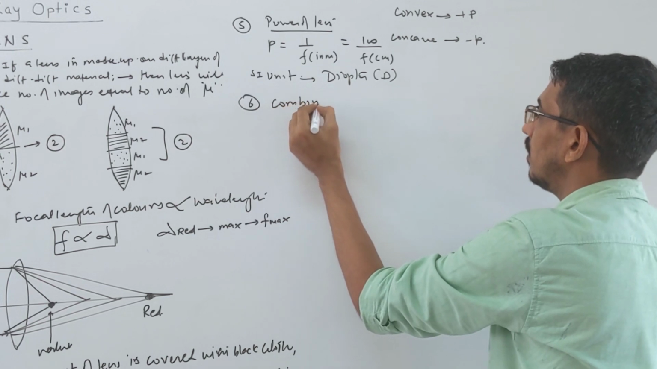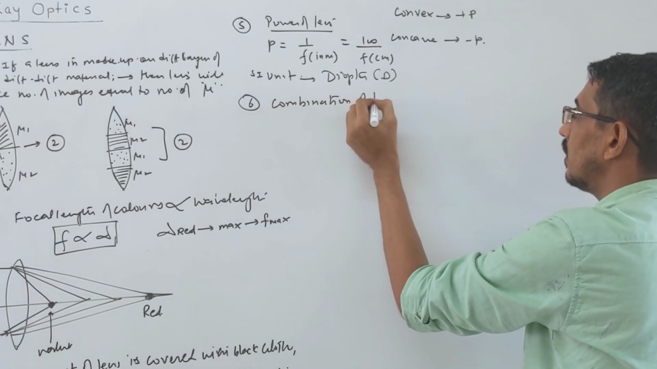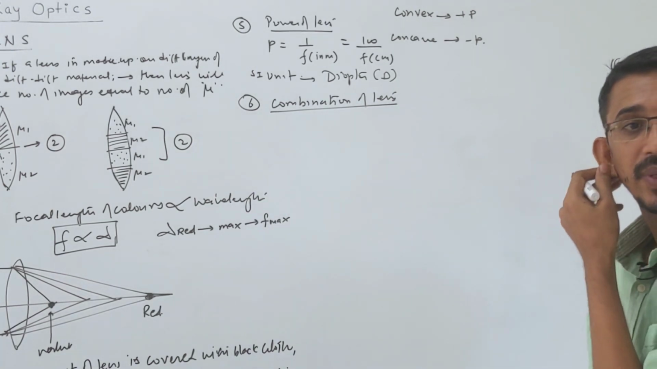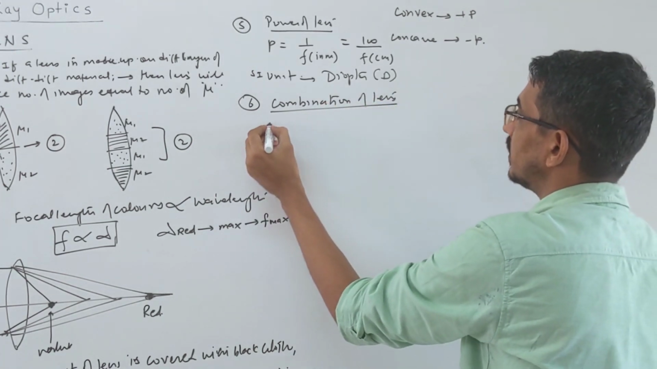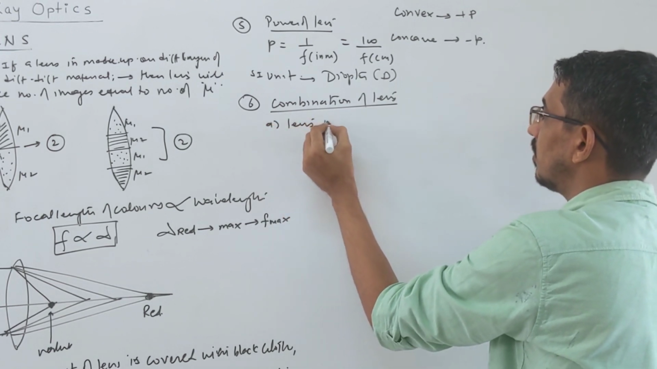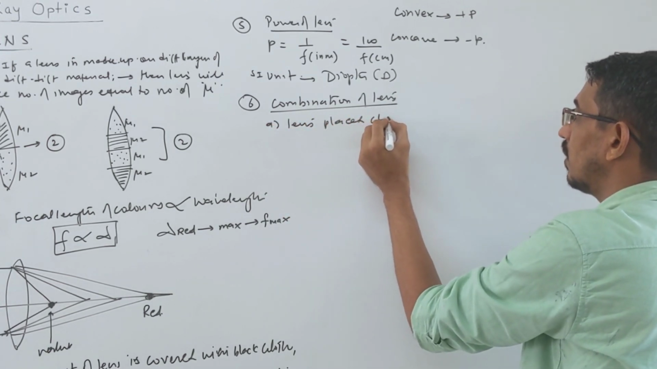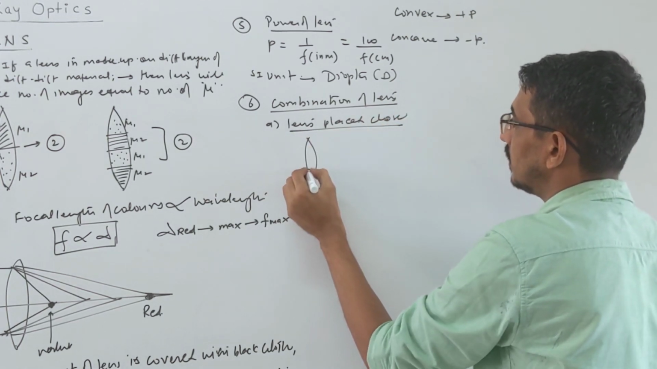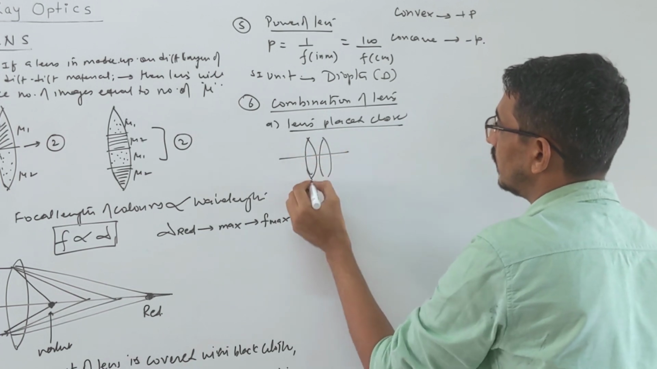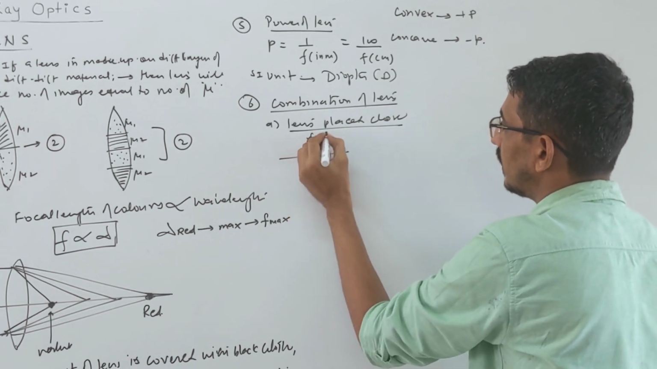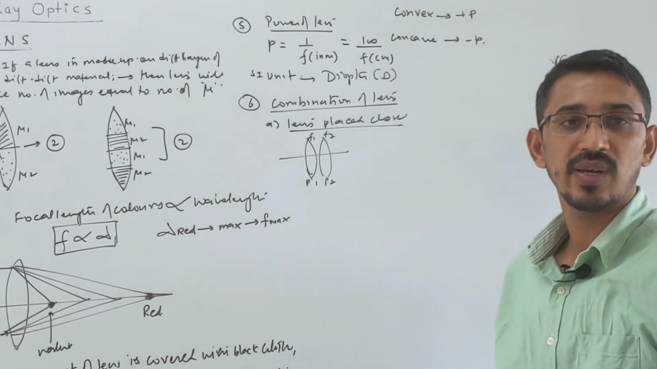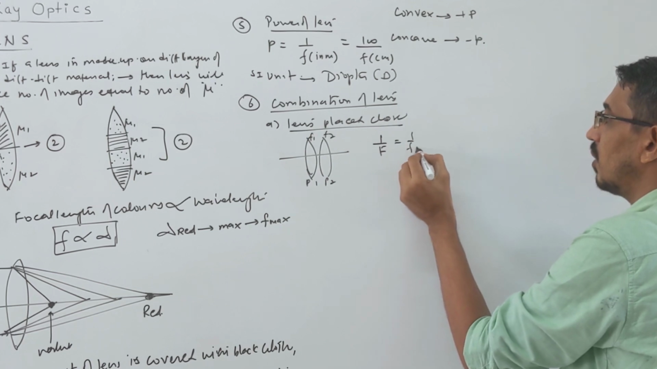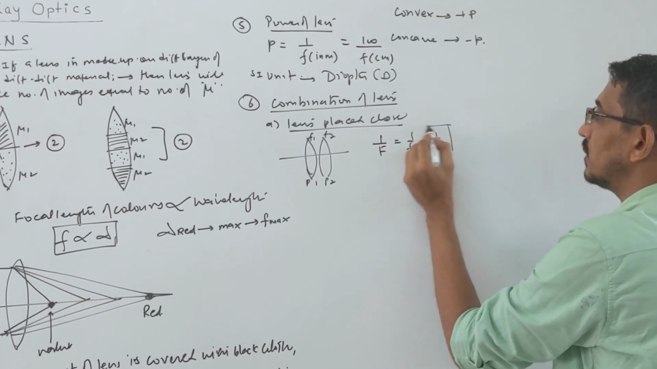Then combination of lenses. If two lenses or three lenses are placed close together, then what is the net focal length, what is the net power? Now again here we have two options. Suppose the lenses are placed very close to each other. This is one lens, another lens placed very close. This has power P1, power P2, focal length f1, f2. We are asking what is the net focal length of this combination. Net focal length is simply inverse addition: 1 by f will be equal to 1 by f1 plus 1 by f2, and it goes on. Simply inverse addition.